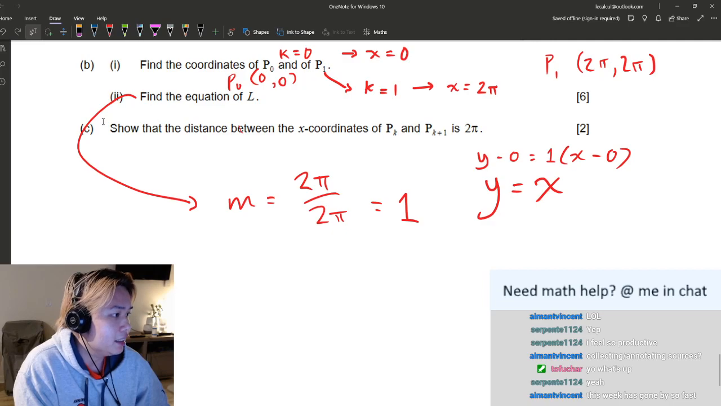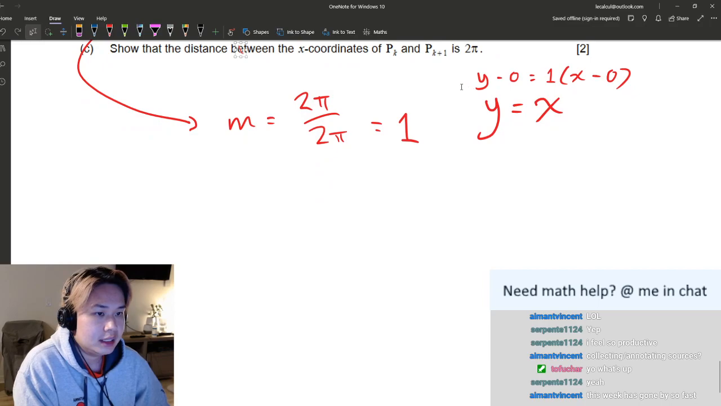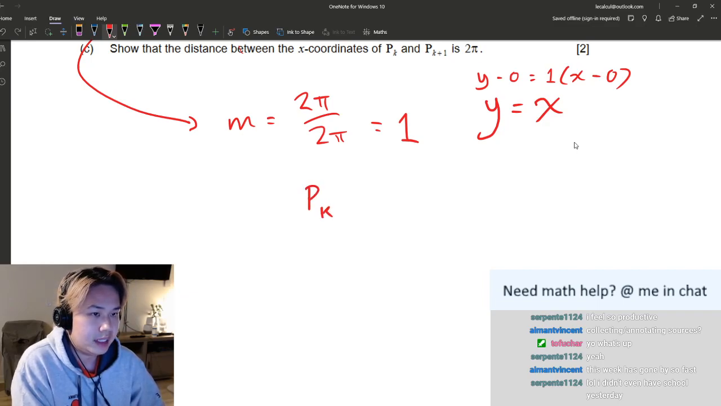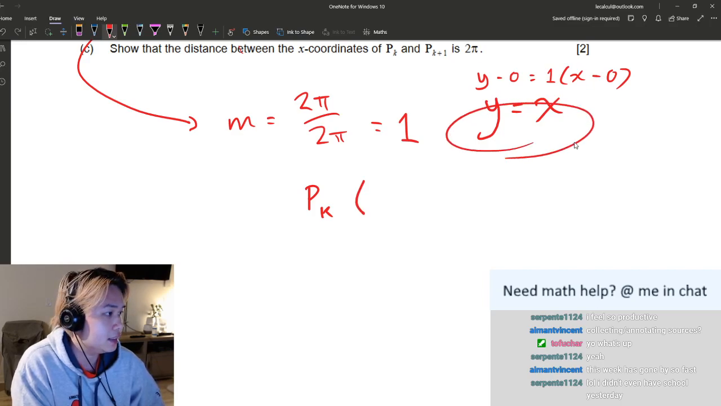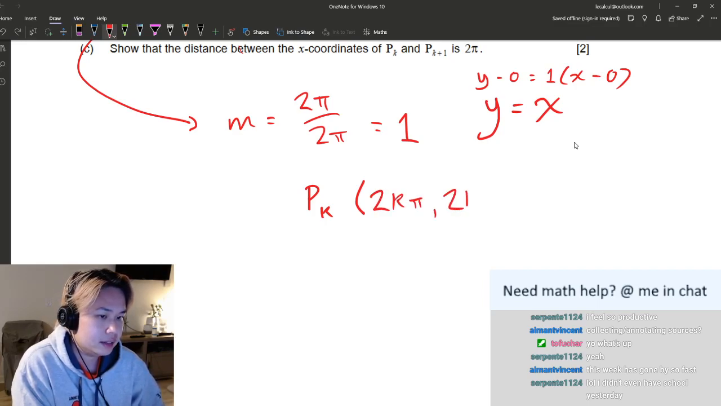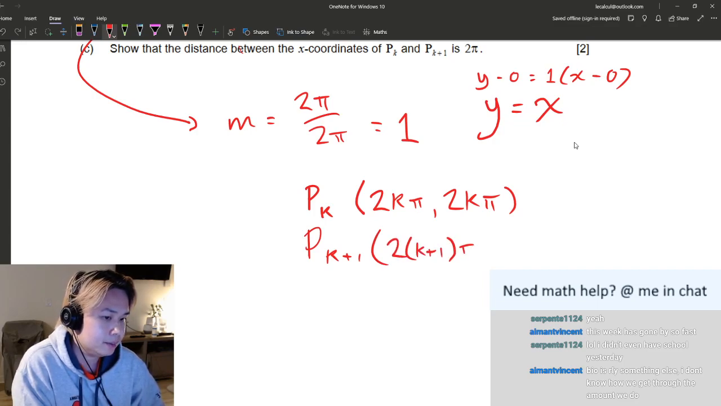Okay, then let's see. Show that the distance between the x coordinates pk and pk plus 1 is 2 pi. Okay, so pk has the coordinates according to this formula, right? y equals x, so 2k pi and 2k pi. Pk plus 1, same thing. This is 2k plus 1 pi and 2k plus 1 pi.